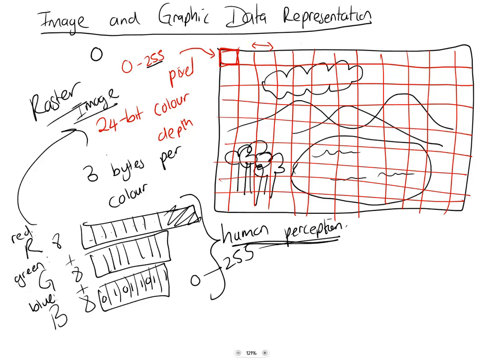On the other hand, we can represent an image in a different way, and that way is called using vector graphics. This doesn't use a grid. Here we use mathematical equations to describe the thing that we're looking at.